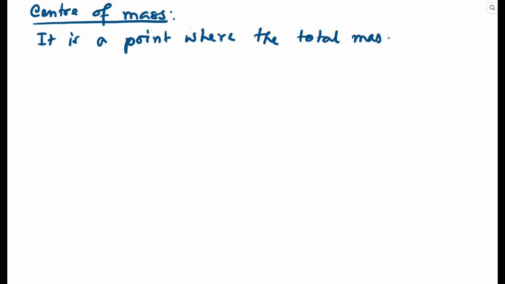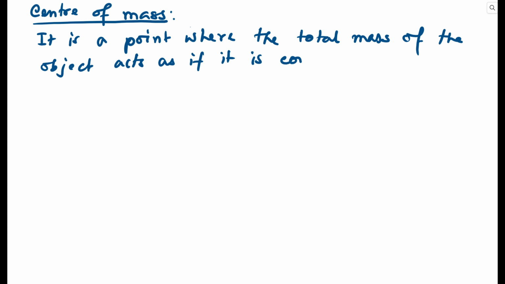In this video, I'm going to explain another key concept from translational motion, which is center of mass. So center of mass, as the name says, is a point on the object where the total mass of the object acts as if it is concentrated at this point.